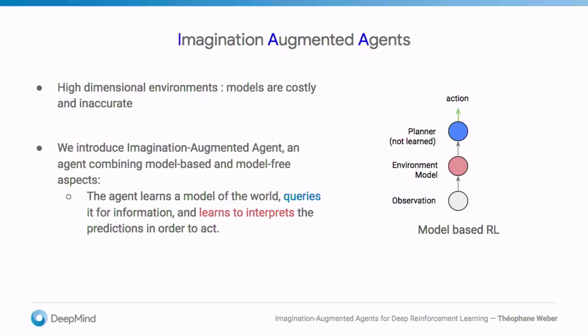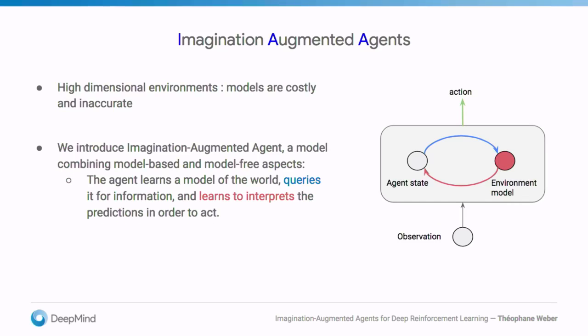So in this work, we introduced Imagination-Augmented agents, which is a family of models that combine model-based and model-free aspects in reinforcement learning. In this approach, we're going to have the agent train an environment model, but it's going to use it as a sort of oracle, a potentially flawed oracle. It's going to query the environment model for information, and it's going to receive some predictions which could be helpful or inaccurate or unhelpful, and it's going to learn to interpret these predictions in order to act.